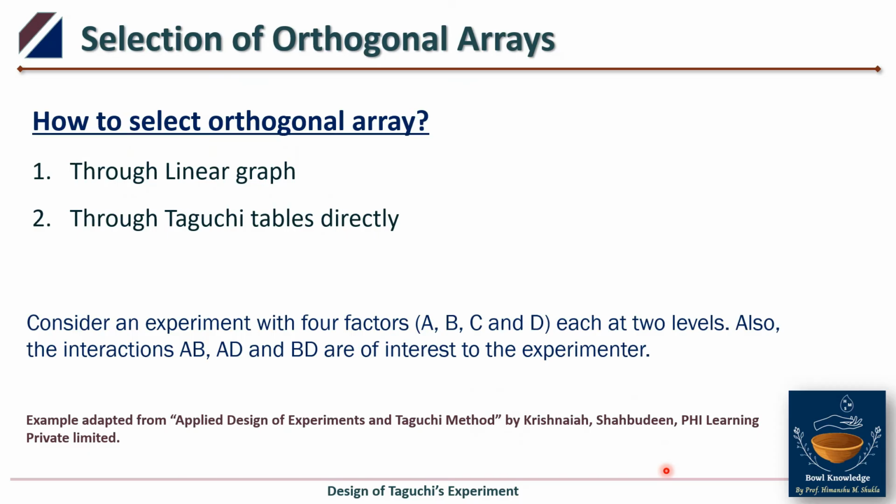Now, as I said, designing the orthogonal array every time is difficult, and this is the process which can be standardized. So rather than designing the array, some standard arrays are available. Now you just have to select the best array which is suited to your requirements. So how to select it? Number one is through linear graph, and number two is through Taguchi tables directly.